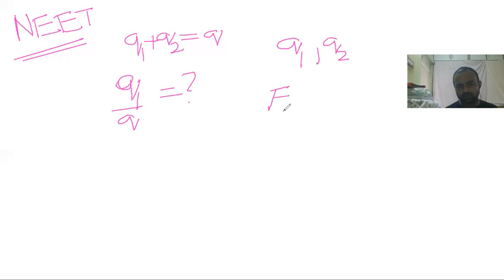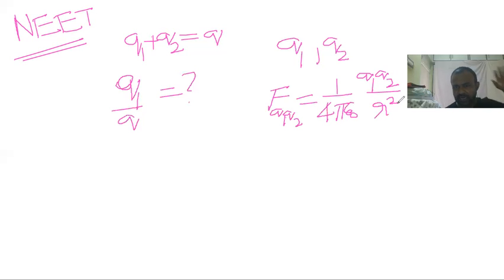What have they asked? Force F(Q1, Q2). This is the notation for force between two charges, which is equal to 1 by 4 pi epsilon naught Q1 Q2 by, we don't know the arbitrary distance, let us take it as r square, which is anyway going to remain a constant. Yes or no? Now, we don't know Q1, we don't know Q2, we don't even know Q. But what is asked in this question is that this force must be maximum. When will this force be maximum, if the distance between the charges remains constant?